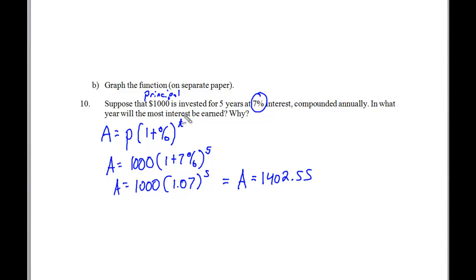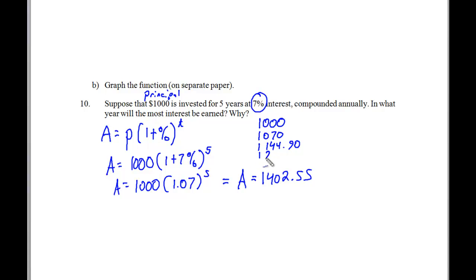So it says in what year will the most interest be earned, and why? Well, that's pretty easy. It would be between the 4th and 5th year, because you can see that we can kind of break this down. At the start we'd be at $1,000. So this would be at 0. So at $1,000 at 0, and then in the first year I'd have $1,070. Then in the second year I'd have $1,144.90.